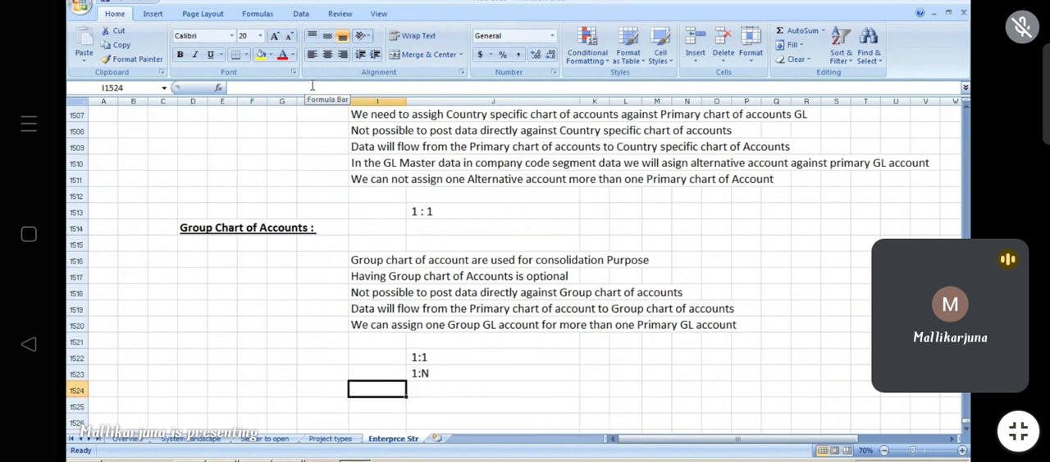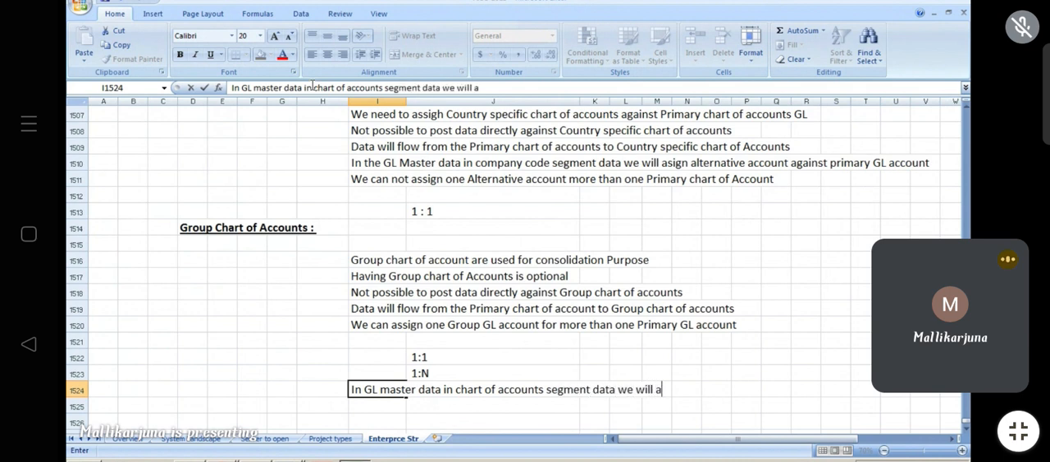Okay, so in the GL master data, in the chart of accounts segment data, we will assign the group account number or GL account against the primary chart of GL accounts.